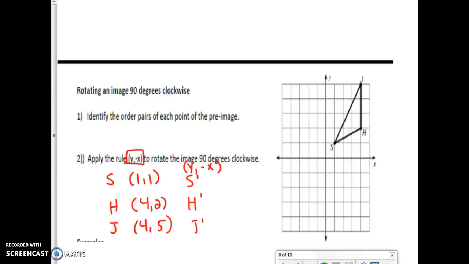y value from my original, or my pre-image, becomes my x value. So right now, because the y value was 1, I'm going to write down 1. Because the y value was 2, that's going to become my new x value. And then for J, my new x value is going to be 5. Okay? So now my y value, I'm going to write that down. My new y value is going to be my x, but what I'm going to do is put a negative in front of it.